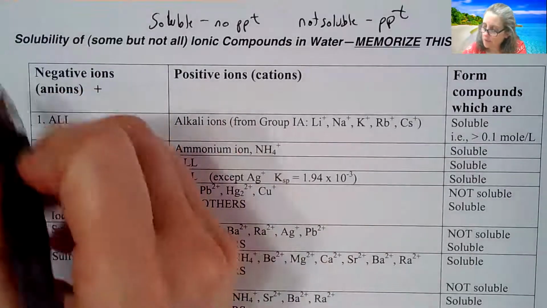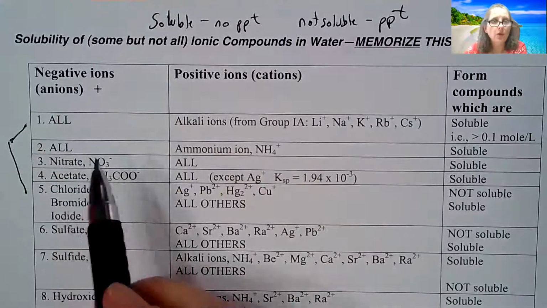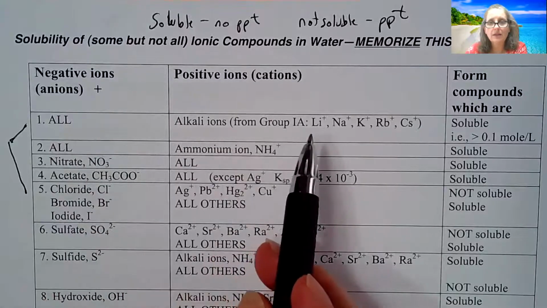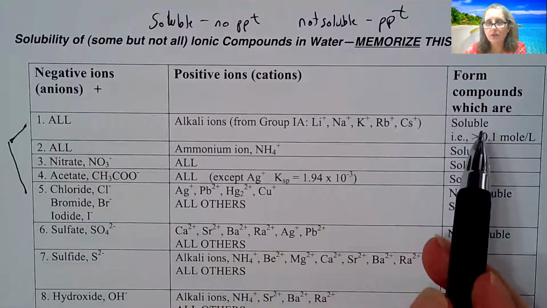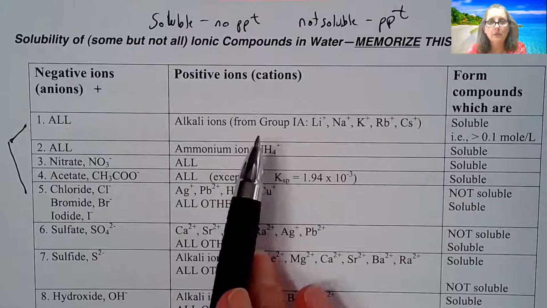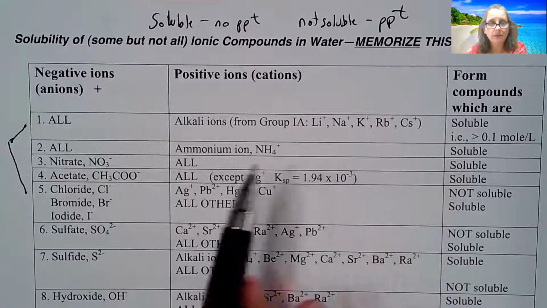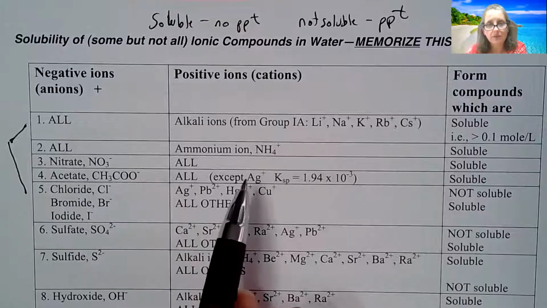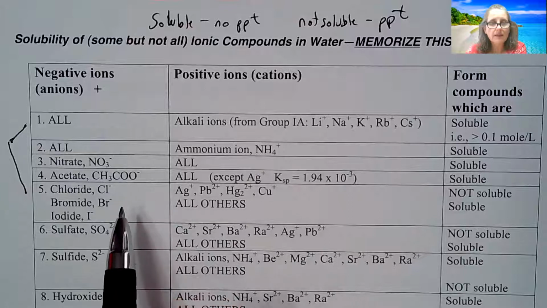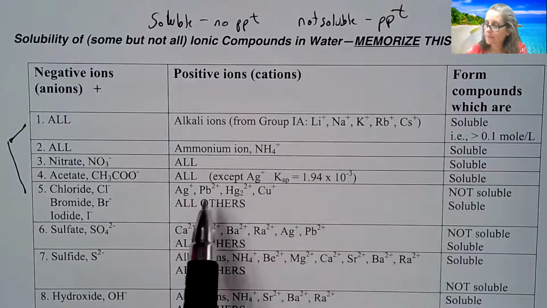So I want you to memorize the first 5 rules. Any anion attached to an alkaline ion, so that's anything from group 1, will always be soluble. If you have an anion attached to the ammonium ion, it will also be soluble. Nitrates are always soluble. Acetates, except for silver, are going to be soluble. And then this last group, these are the halogens, the chlorine, bromine, iodine, other than fluorine.